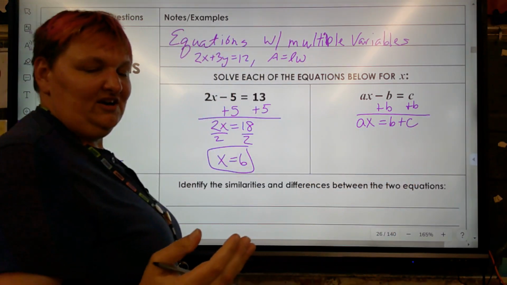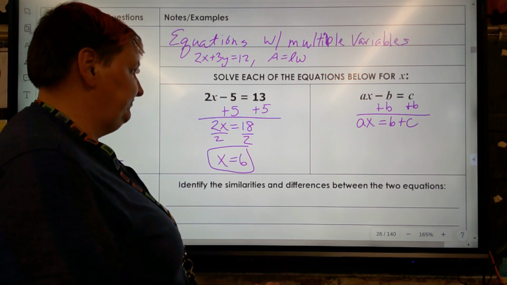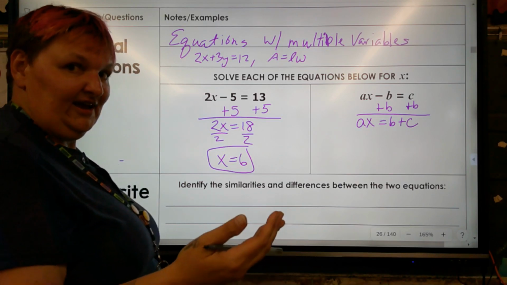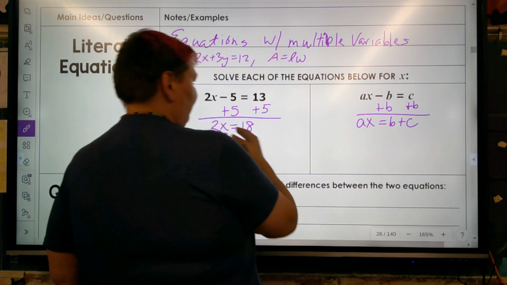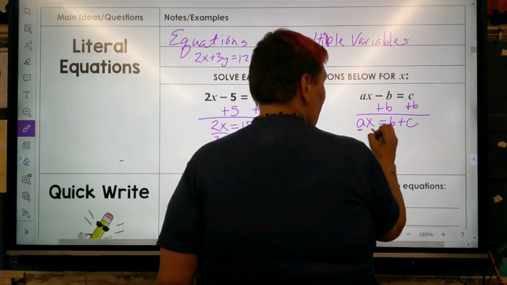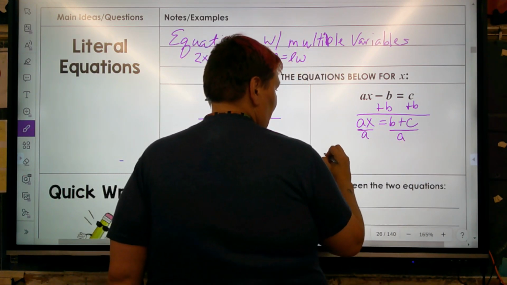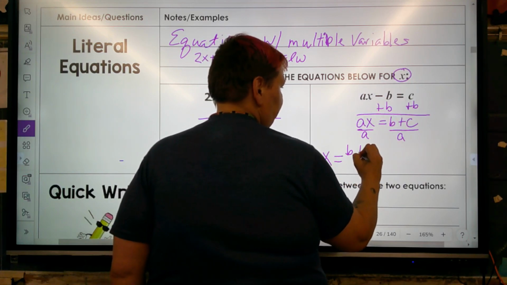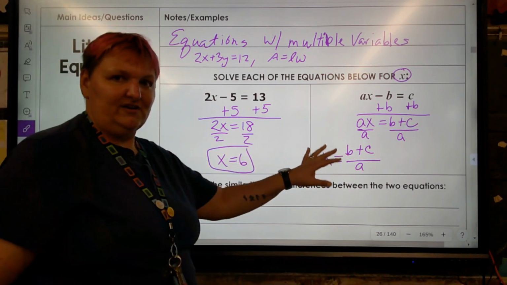We don't know what b and c are, but they're not like terms, so we can't combine them. Like over here, we could combine them because we knew what they were, and they were both constants, so they're like terms. And then we have a times x. Over here, we divided by our 2. So over here, we're going to divide by our a, right? We're left with x, which it told us to solve for, is equal to b plus c divided by a. All we're doing is manipulating the variables.